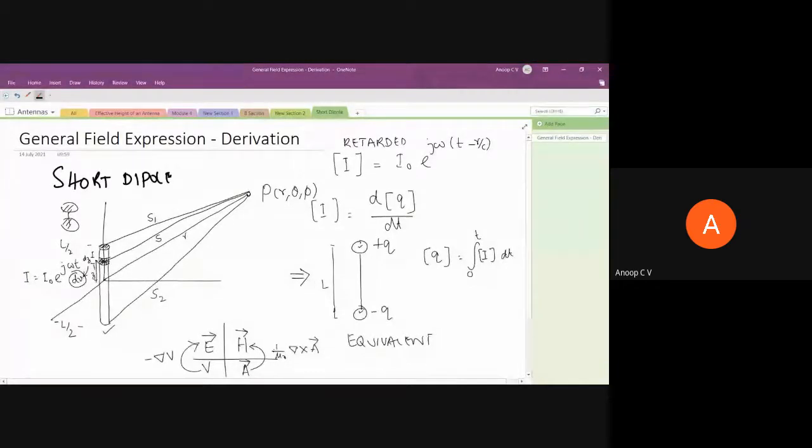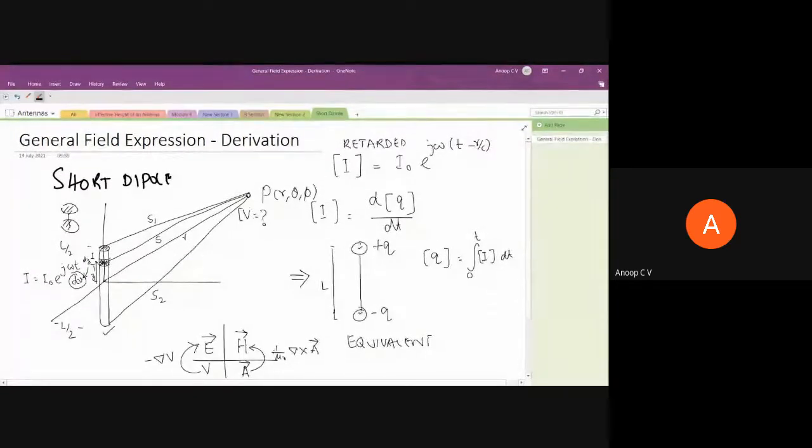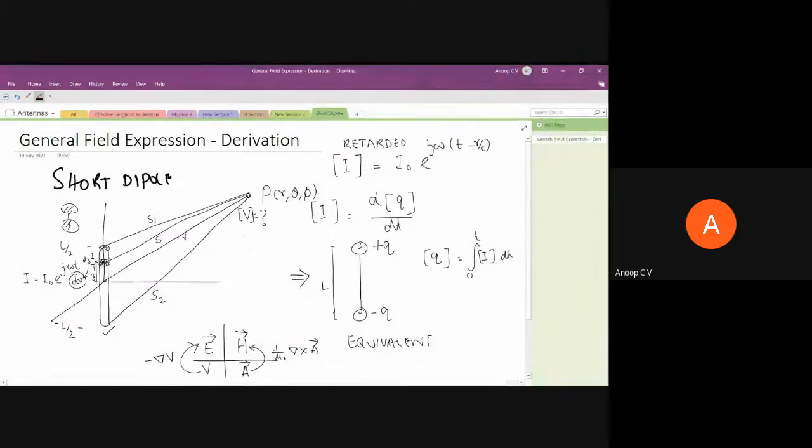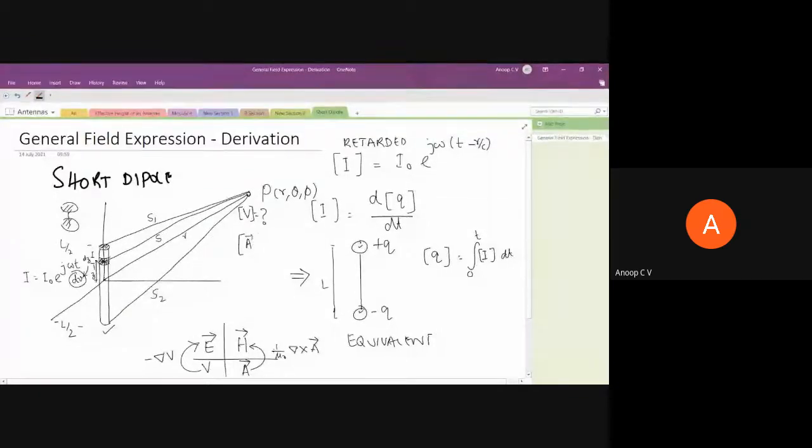So this is what we'll be doing. Due to this differential element, I need to find V. In fact, it should be V within square brackets, because it is a retarded potential, not the actual potential. Retarded potential simply means we are considering the finite propagation time of the effect or electromagnetic radiation. And similarly the retarded vector magnetic potential. We have to find these two.